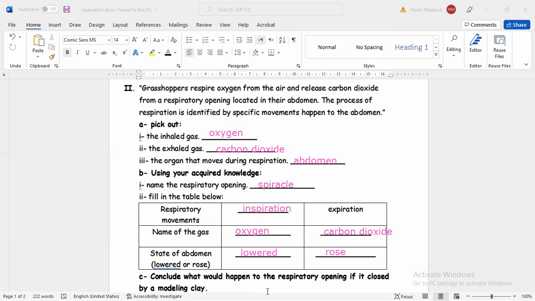So what would happen to the grasshopper if the respiratory opening is closed by a modeling clay? The animal would die, because there will be no exchange of gases with the air, so it will not breathe. Okay, this is the meaning of what it does.